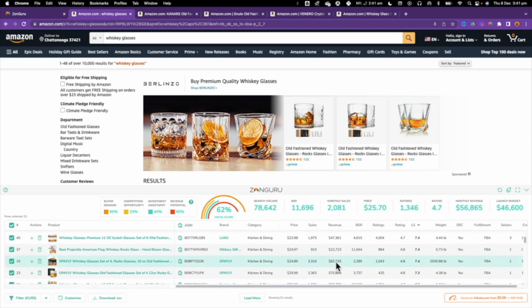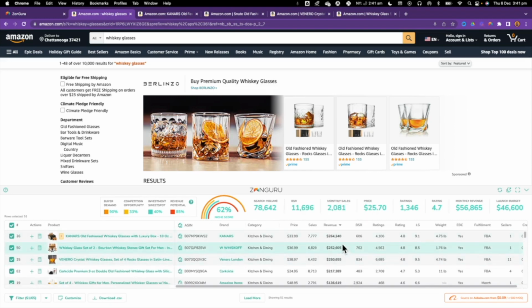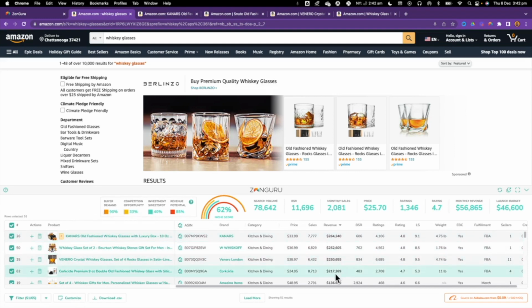So let's take a look. Let's sort this by revenue. And yeah, $264,000 a month for this Canars old-fashioned whiskey glass. 252, 250, 270. So that's some serious money being made here.